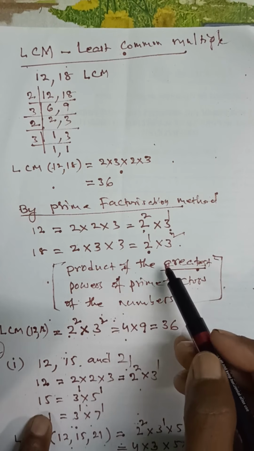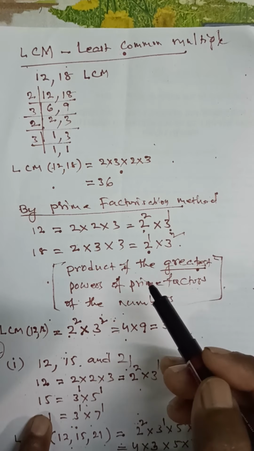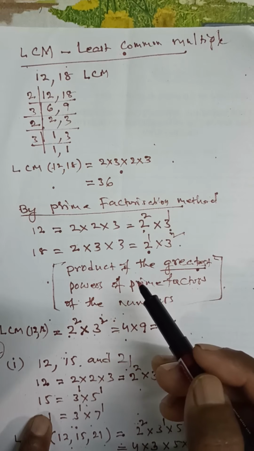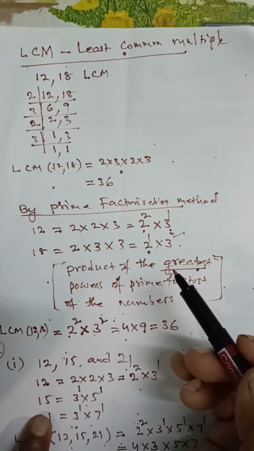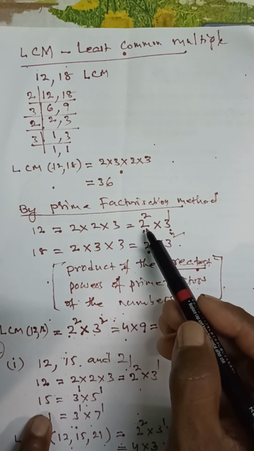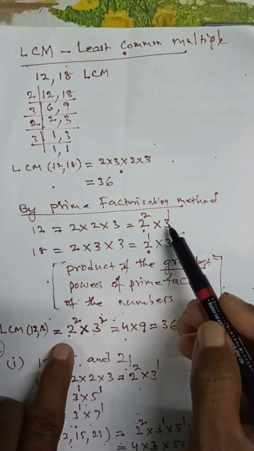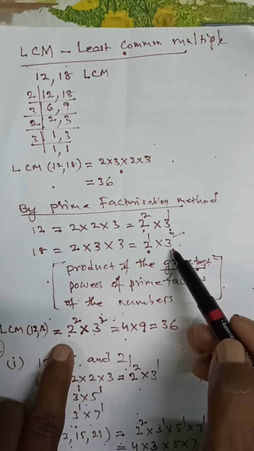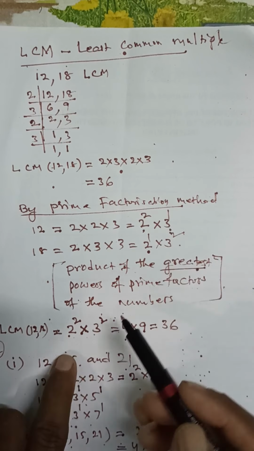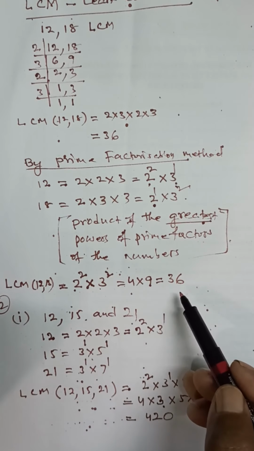How to find the LCM? We have to select each prime, and each prime must have the highest exponent, that means the greatest power of the primes. Here the greatest power of 2 is 2 square, and for 3, the greatest power is 3 square. So 2 square into 3 square is equal to 4 into 9, which is 36.